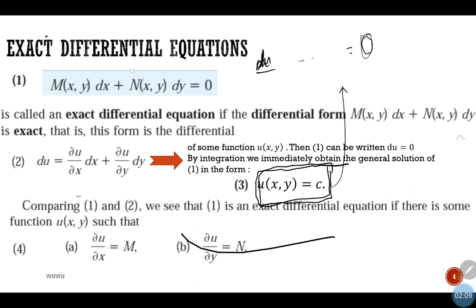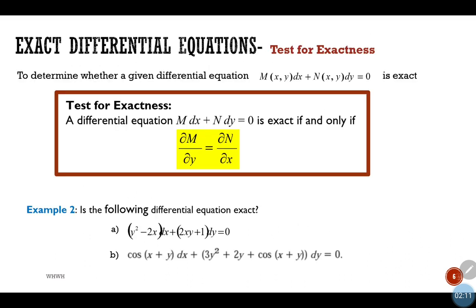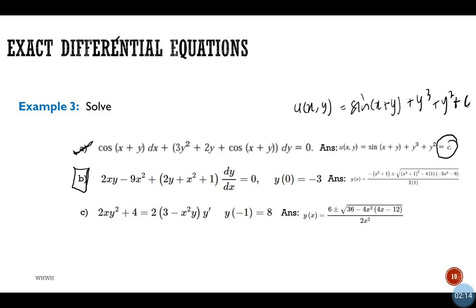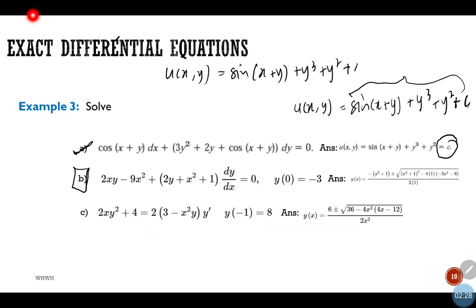So that's why the answer we get, the whole thing is going to be equal to C. So what I have, u(x,y) equals sin(x+y) plus x cubed plus y squared plus C, equals C. You cannot cancel C and C, right? Do not ever cancel C and C here because we don't even know what are the values of this C and C. But what we can do, you can combine this C together.